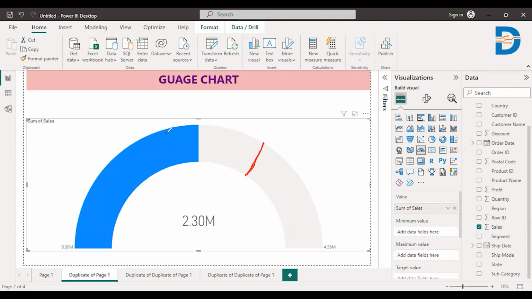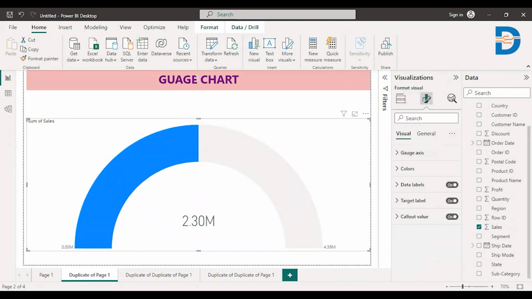Let's say, for example, your target is somewhere here. That means the company has exceeded the target, so the company has made more sales than they expected. This is how a gate chart is going to work. You can do the formatting, just go to the format option and format it. Similarly, you can do it with profit as well.